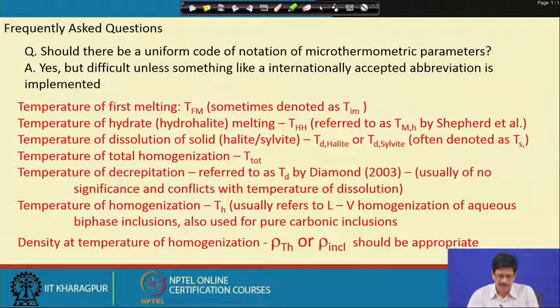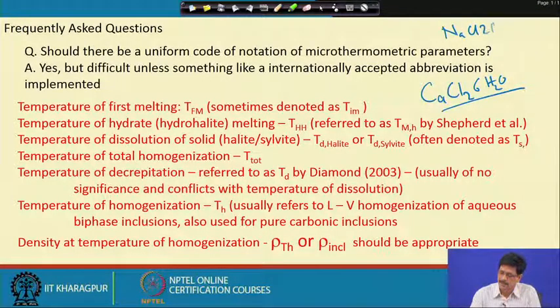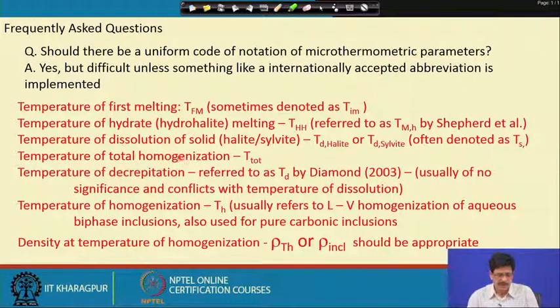The temperature of the hydrate or the hydrohalide: generally we have only discussed one particular hydrate, that is hydrohalite. The other one is antarcticite, which is CaCl2·6H2O, and NaCl·2H2O, which is hydrohalite. So, these are the two hydrates that we have mentioned. So, what notation should we have for the temperature of hydrohalite melting? We generally use THH, which refers to the temperature of hydrohalite. And in the book of Shepherd et al, it is written as TMH, H for hydrate, that means temperature of melting of hydrate.